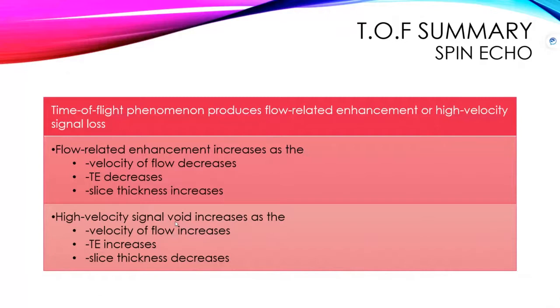And vice versa, for high velocity signal void, kind of self-explanatory. The faster they're going, the less likely you're going to get a signal. The longer your time of echo, the less likely you're going to get a signal because they're not getting both excitation and rephasing. And the thinner your slice, the less likely you're going to get a signal.